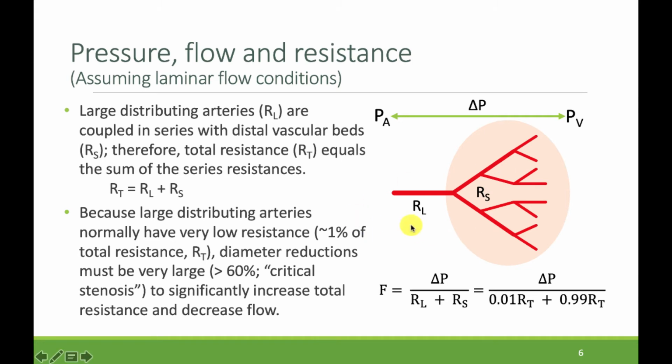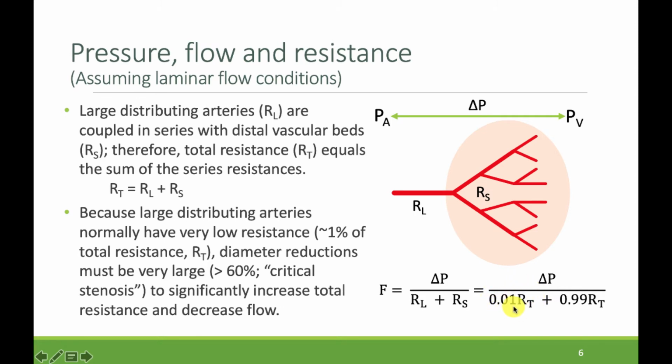If we assume that the large artery resistance is 1% of the total resistance, we can now say that flow is equal to delta P divided by 0.01 times the total resistance, that's the large vessel resistance, plus the small vessel resistance, which would be 0.99 times the total resistance. And you can see from this that this is just 1% of the total resistance.